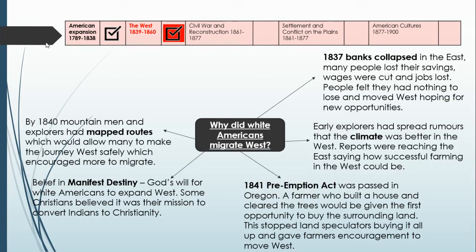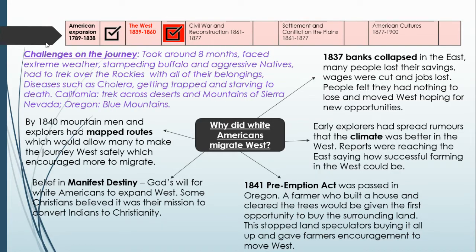We then have, by 1840, mountain men and explorers. So the explorers we spoke about, Lewis and Clark, for example, had mapped routes which would make any journey west a lot safer. So journeys west used to be seen as something that was scary, people didn't know the best way to go, but these mountain men and explorers had made maps which encouraged people to migrate because they could make the journey safely.